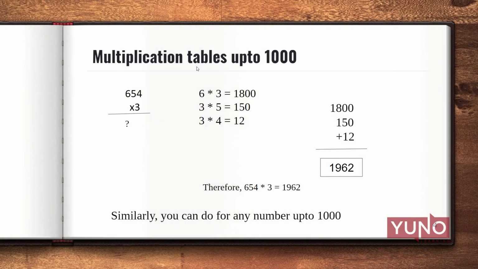Now let's take an example where we are calculating tables up to 1000. Now you can follow the same method where 654 is multiplied by 3. So let's multiply 3 with 6, which is 18, but actually it is 1800. 3 multiplied by 5 is 15, but actually it's 150. 3 multiplied by 4 is 12, and you need to add these intermediary steps to get your final answer as 1962. So similarly we can do for any number and get our tables up to 1000.